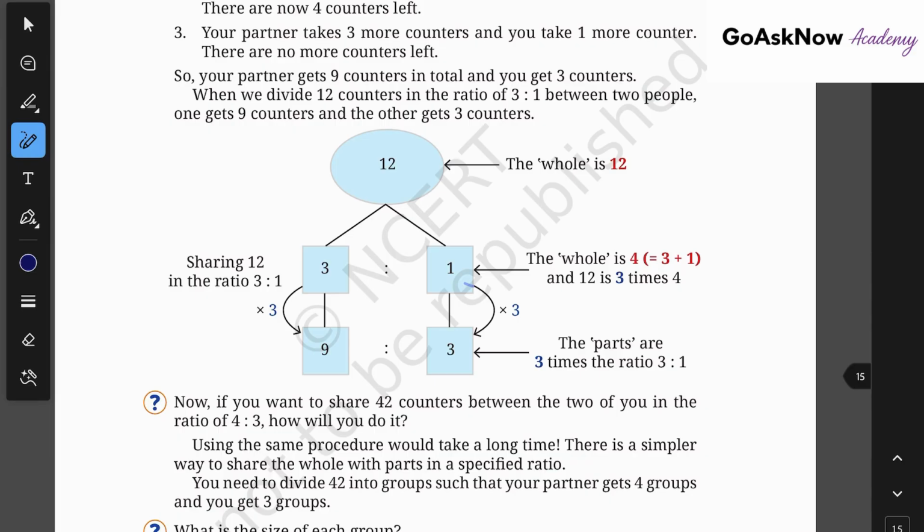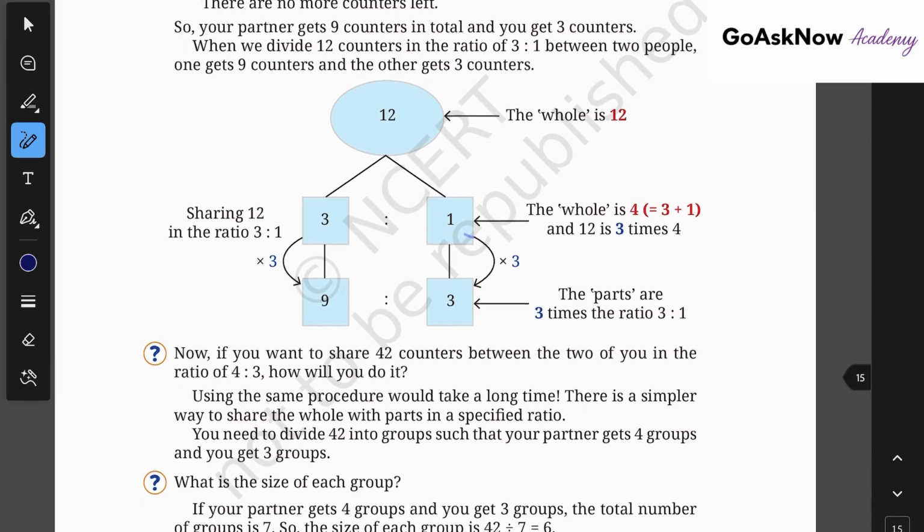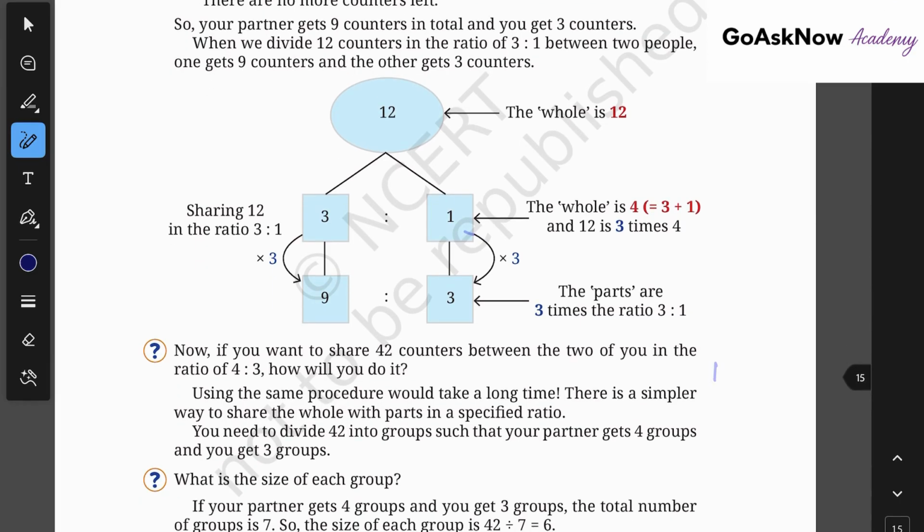Now, if you want to share 42 counters between two of you in the ratio of 4:3, how will you do it? Using the same procedure would take a long time. There's a simpler way to share the whole in a specific ratio. You need to divide 42 into groups, such that your partner gets 4 groups and you get 3 groups. Since the ratio is 4:3, the total groups, 4 plus 3, is 7. Then you do 42 divided by 7, which is 6. So one group is 6.